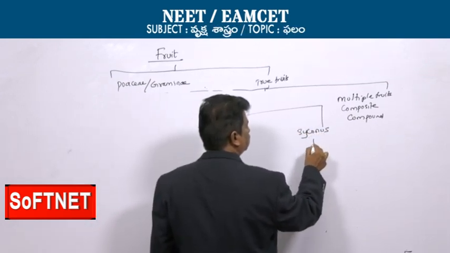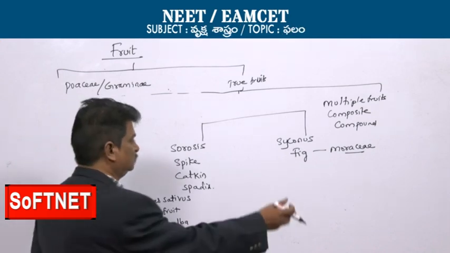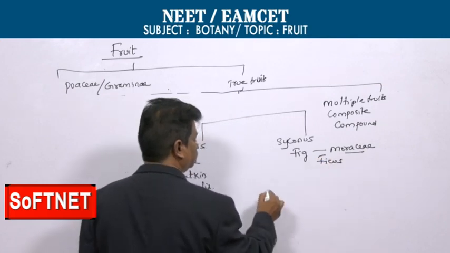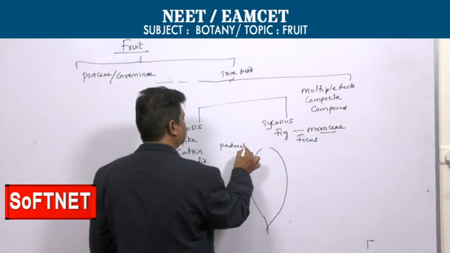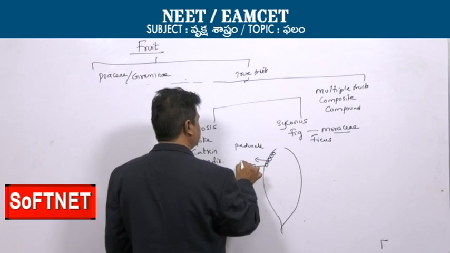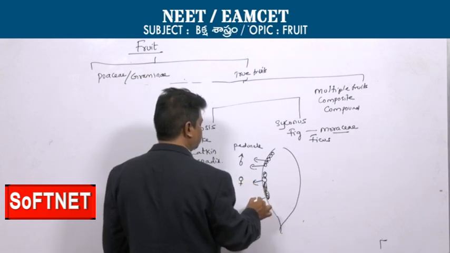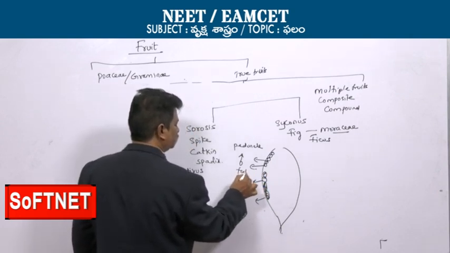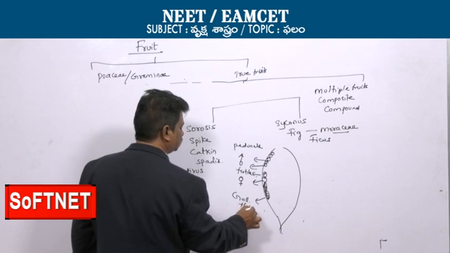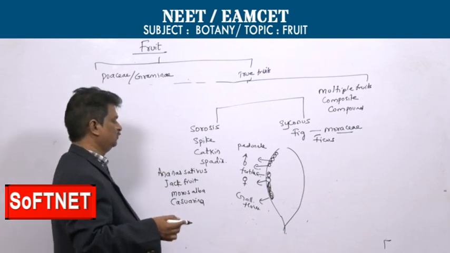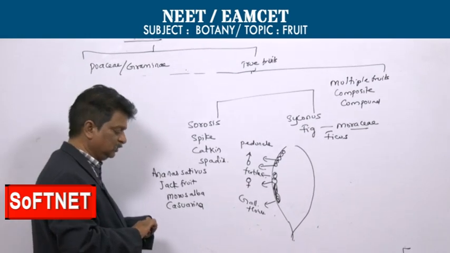Then syconus or fig is a characteristic fruit of Moraceae, genus Ficus. In this, the actual peduncle is fleshy and edible. The marginal part of the peduncle contains male flowers, and on the lower side the female flowers are present. Female flowers are of two types, fertile and sterile. Sterile flowers are called gall flowers, and after fertilization, the fertile female flowers are converted into fruits called achenes.